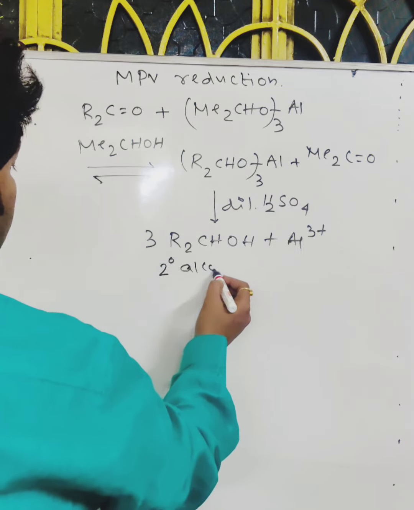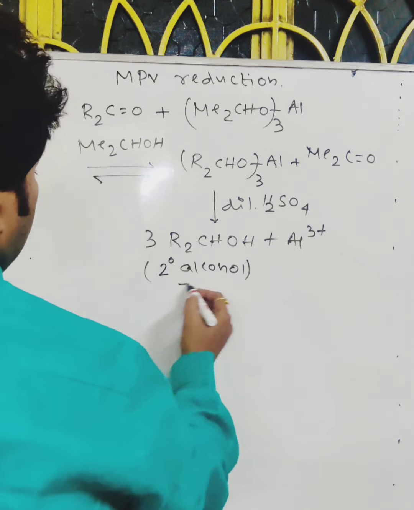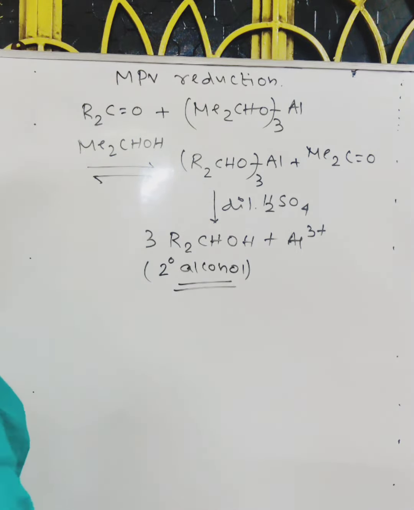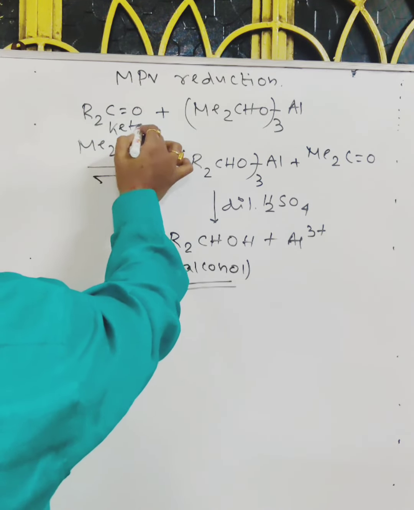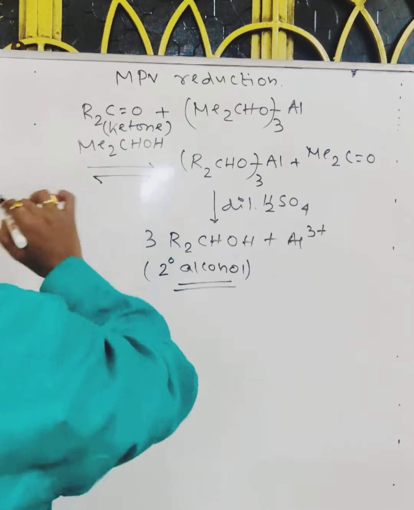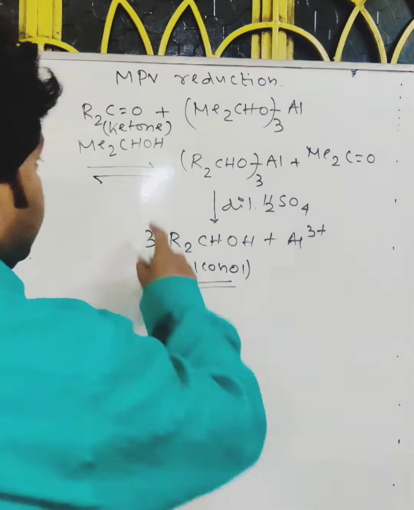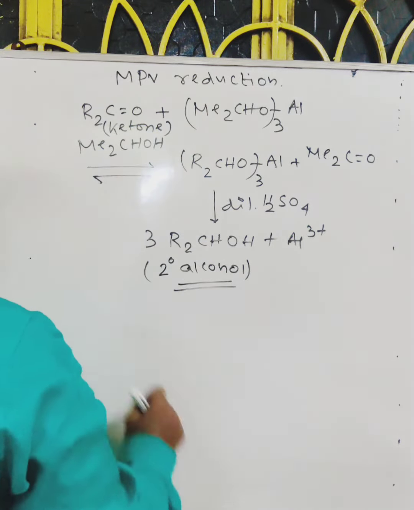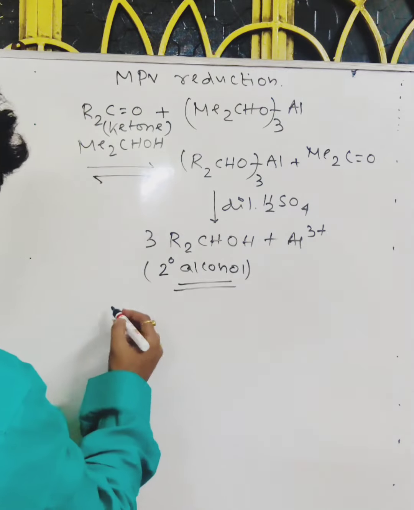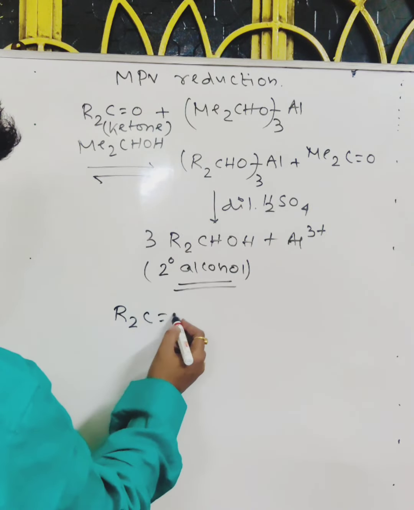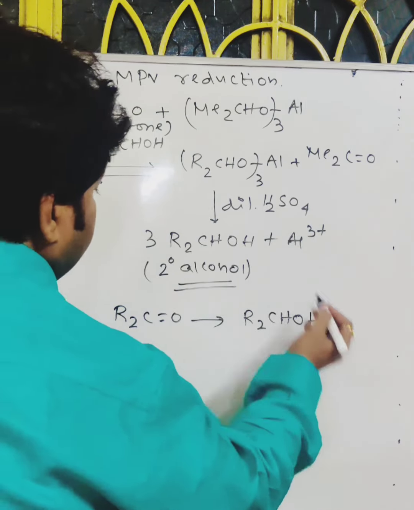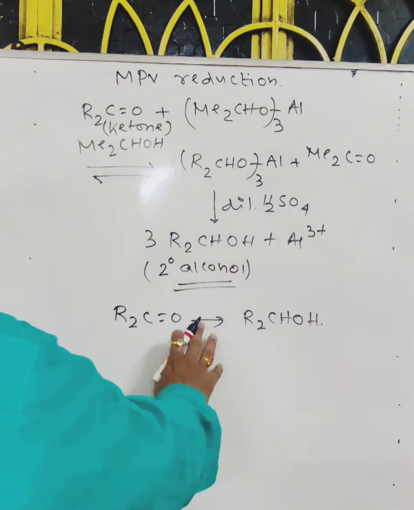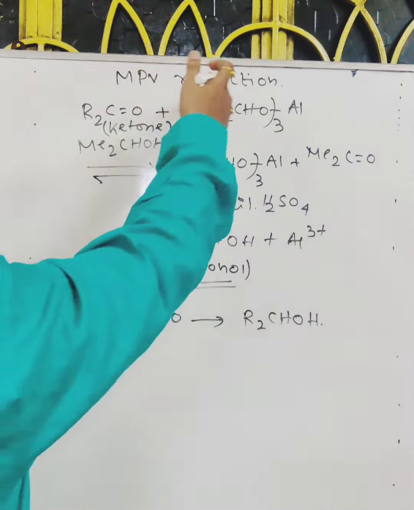So now this is the secondary alcohol, right? 2 degree alcohol. Clear? It is the 2 degree alcohol. So the ketone gets converted to the 2 degree alcohol. What we can simply represent is that this R2CO will be converted to R2CH. Think about it. So what we call this reduction? This is MPV reduction.